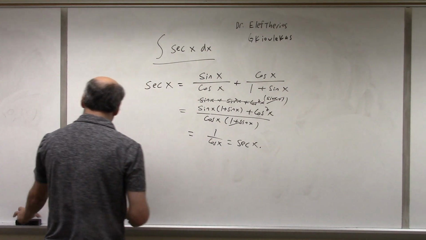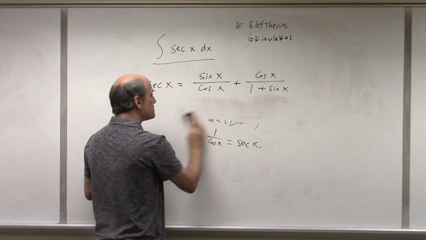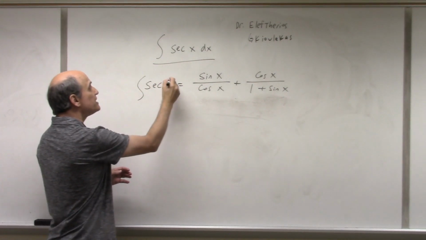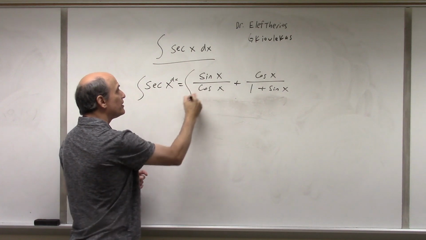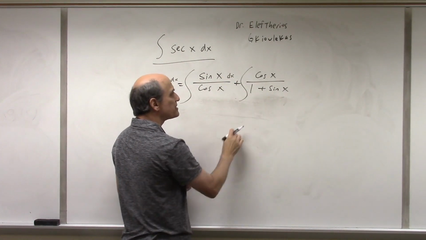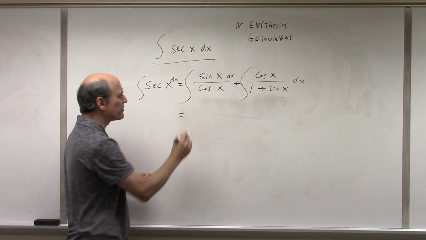Okay, so let's go ahead and use this to integrate secant of x. So the integral of secant of x dx will be the integral of sine x over cosine x dx plus the integral of cosine x over 1 plus sine x dx.